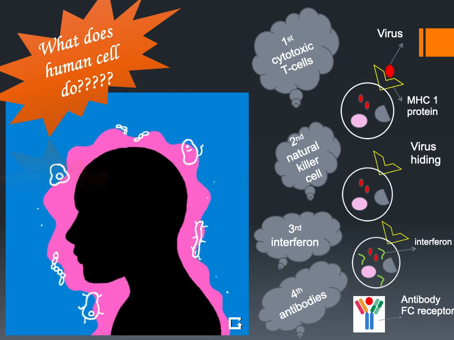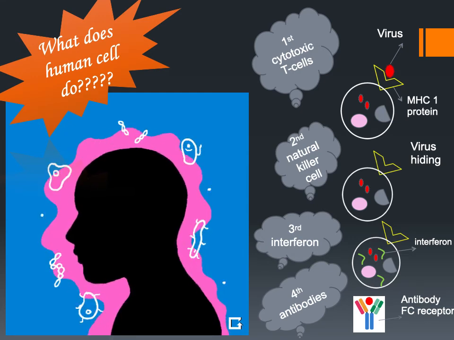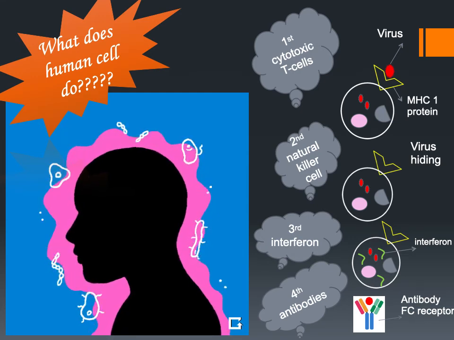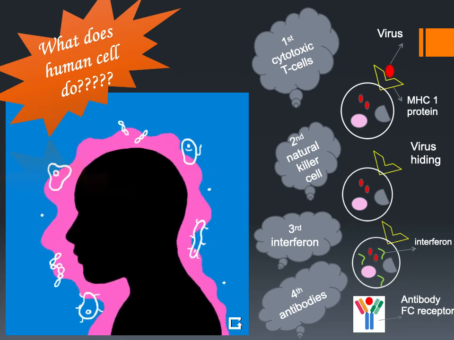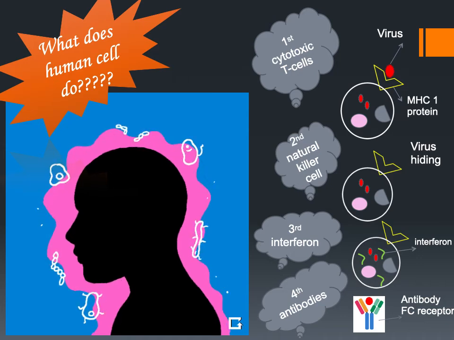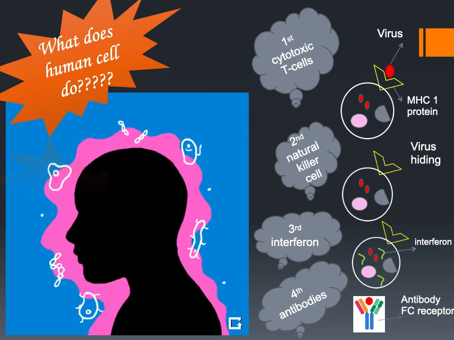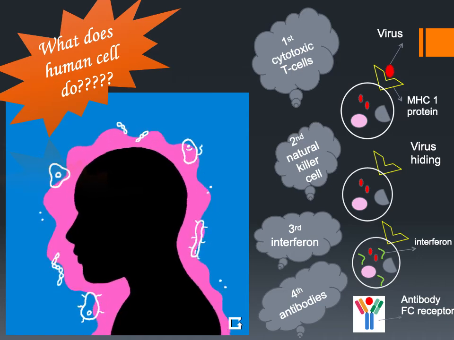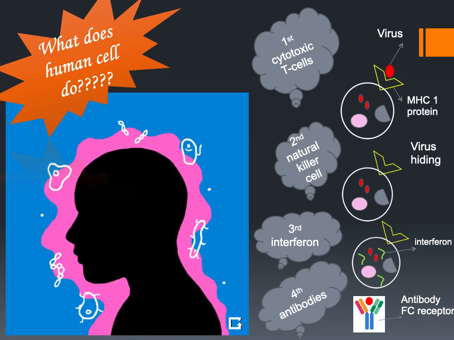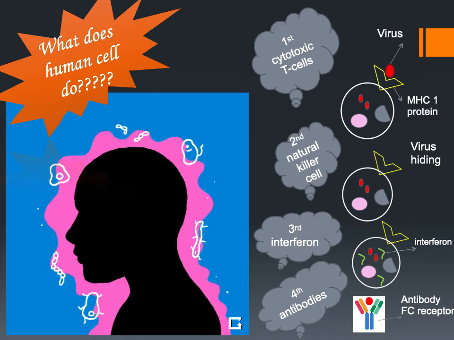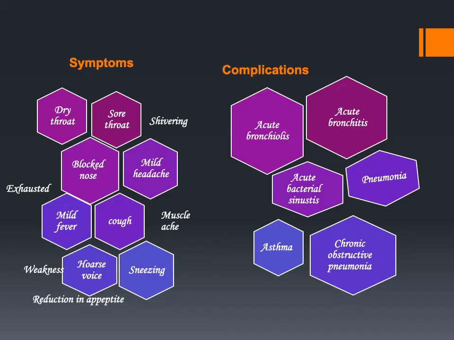So these are the four major mechanisms that the human cell uses when there is an invasion, or when any foreign body enters our human system. I hope you are clear about what a virus does and what the human cell does in response. Next, we are going to see the symptoms and the complications related to the common cold. The common symptoms we all know, right?